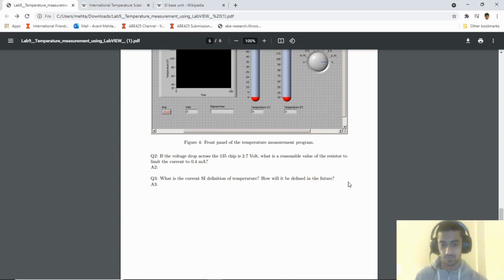I think this one comes down to a matter of speculation, if anything. I think that the definition is pretty solid in terms of being precise enough that it doesn't have to be edited. So how will it be defined in the future? I think it'll stay as it is for some time at least. And that brings me to the end of the questions and the lab for the day.